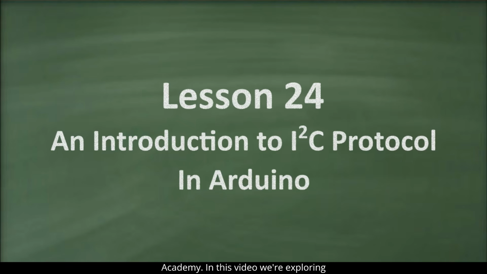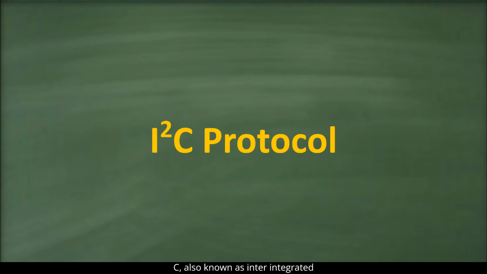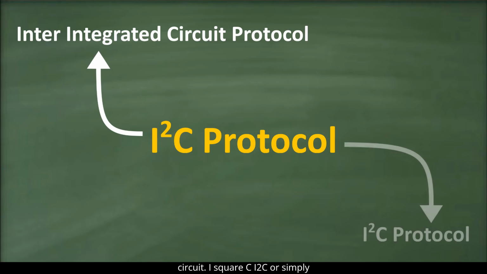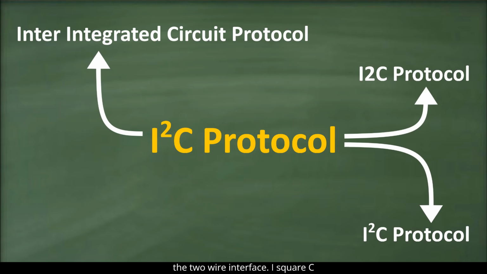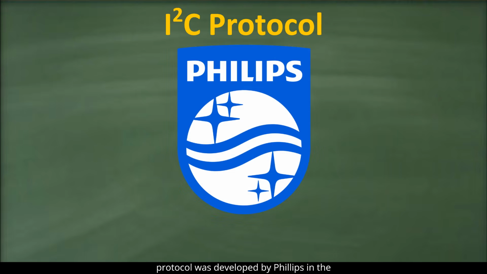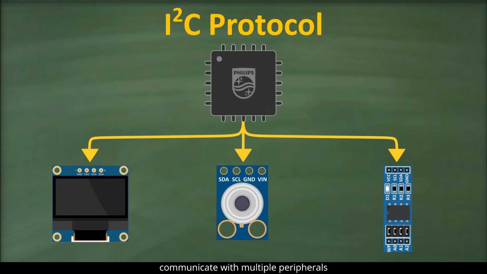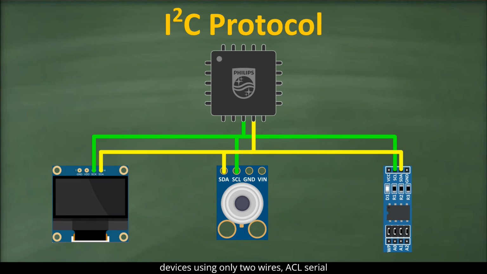In this video, we're exploring one of the most widely used communication protocols in microcontrollers, I2C, also known as Inter-Integrated Circuit, or simply the two-wire interface. The I2C protocol was developed by Philips in the 1980s to let a microcontroller communicate with multiple peripherals, such as sensors, displays, and memory devices, using only two wires.